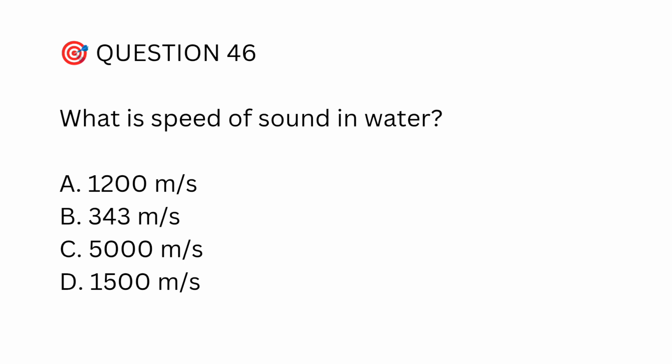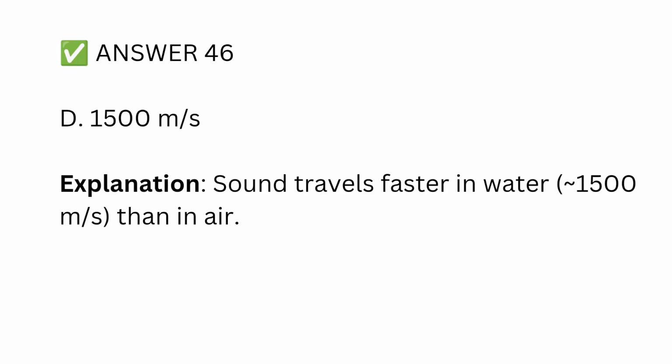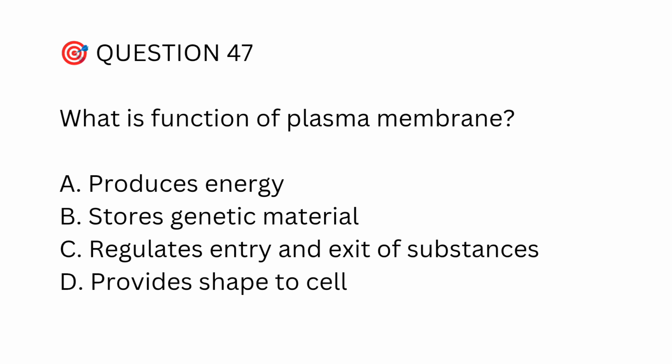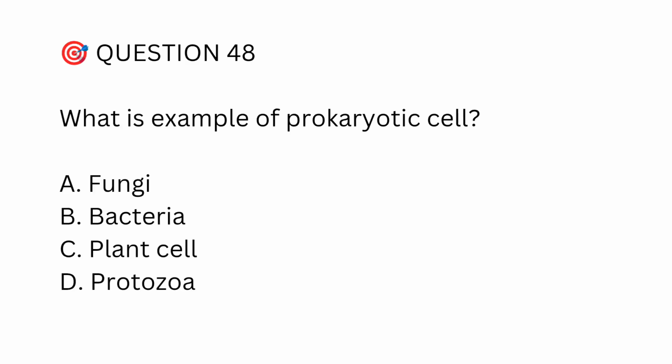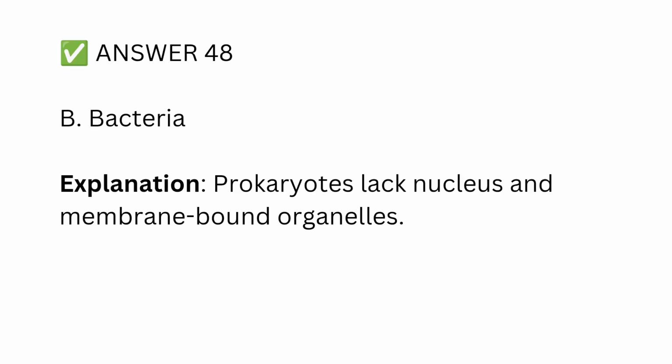What is speed of sound in water? The answer is option D, 1500 meter per second. What is function of plasma membrane? The answer is option C, regulates entry and exit of substances. What is example of prokaryotic cell? The answer is option B, bacteria.